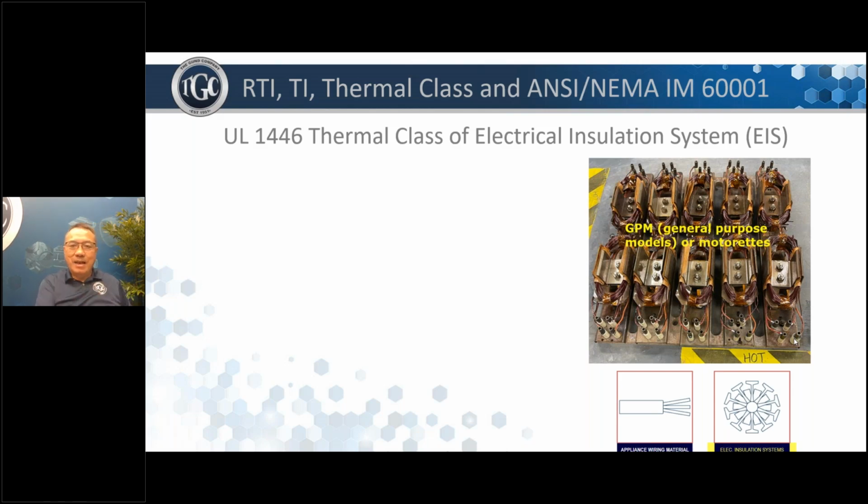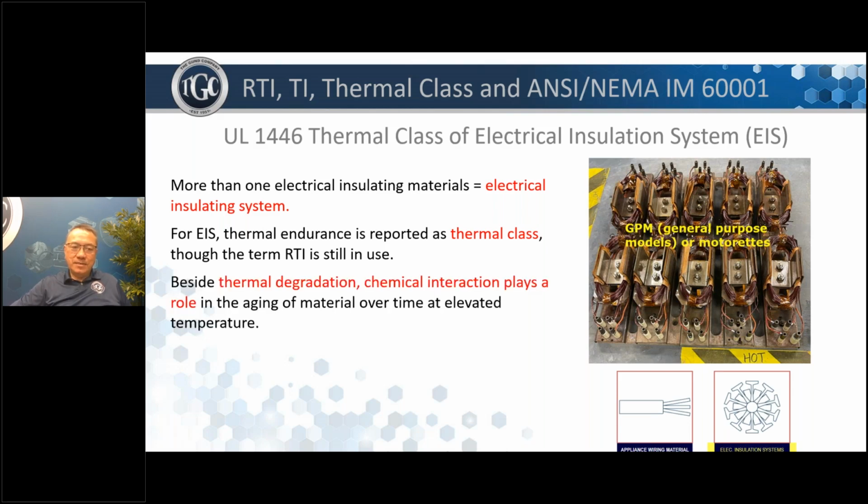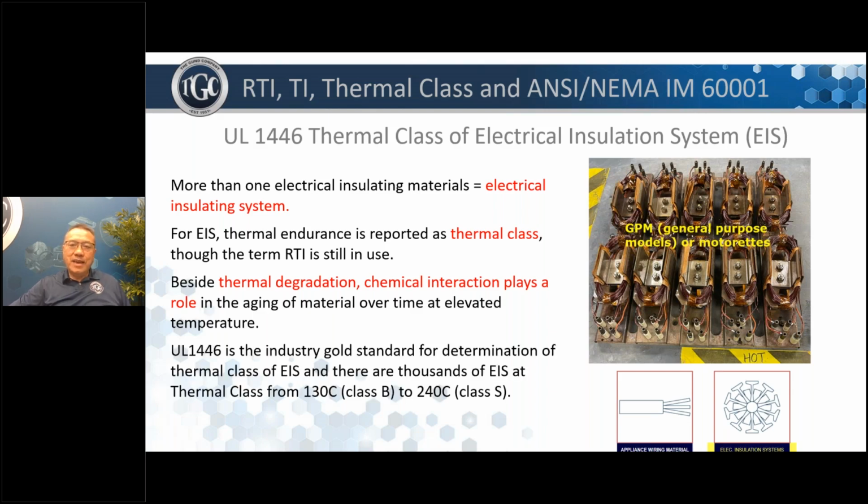Okay, for the last 10 minutes, I'm going to talk about the insulation system. It's where essentially, if you have more than one insulating material, it is called an insulating system. And in the insulating system, the thermal degradation is influenced by the chemical interaction of all the materials in the system. So it's not just temperature. If you age a material by itself, the temperature is a dominant factor. Here you have to worry about the chemical interaction of all the other materials in the system.